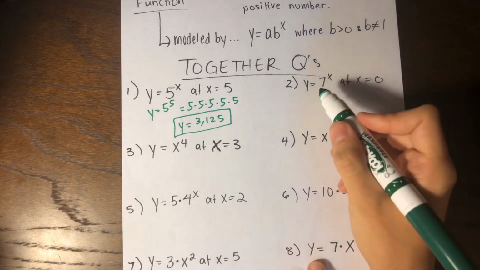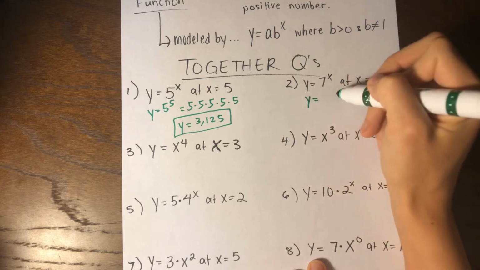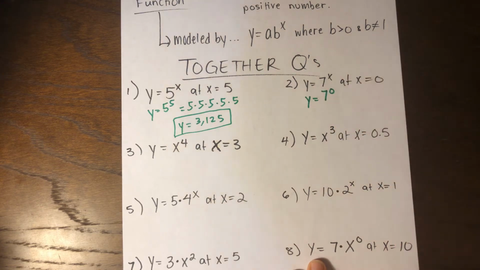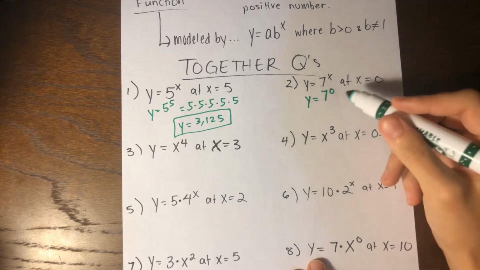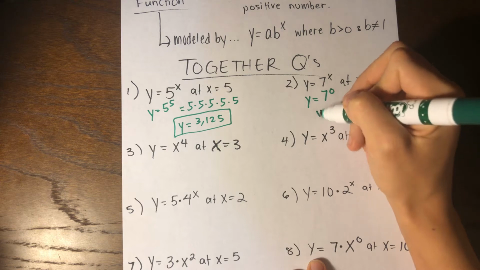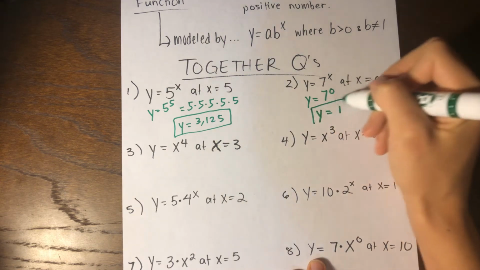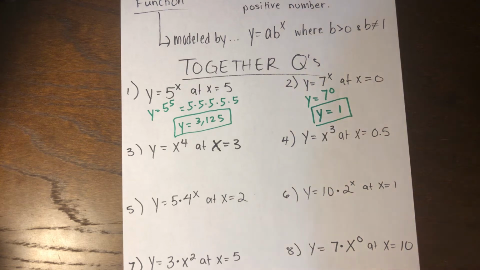Okay, the next one, y equals 7 to the x power at x equals 0. So we have y is equal to 7 to the 0 power. Anytime, this is a rule you must remember, anytime you have a number to the power of 0, your answer is always 1. Okay, anything to the power of 0 is 1. Okay, so there's not much work there for you guys.